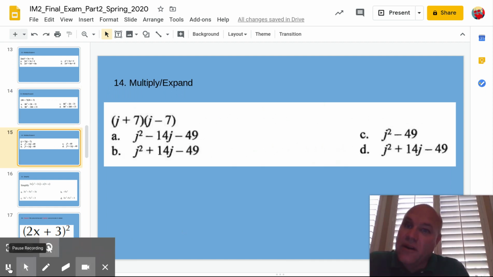Question 14, another expand, multiply binomial. So j plus 7 times j minus 7. Be careful when you combine like terms on this one. This is my hint.